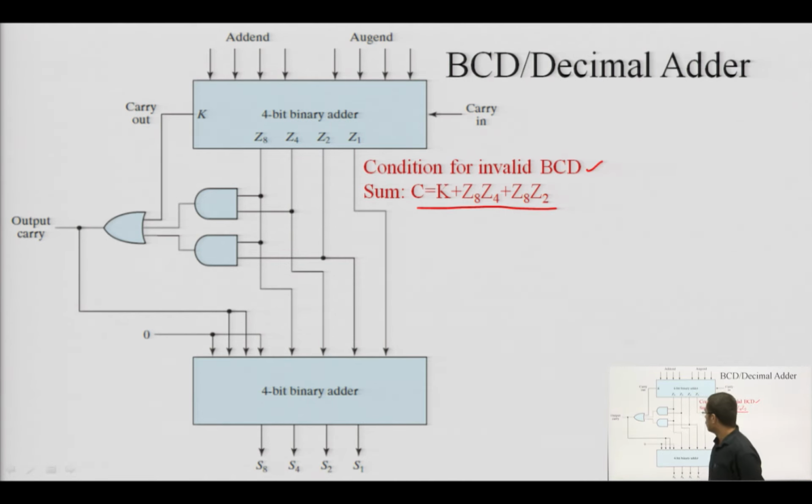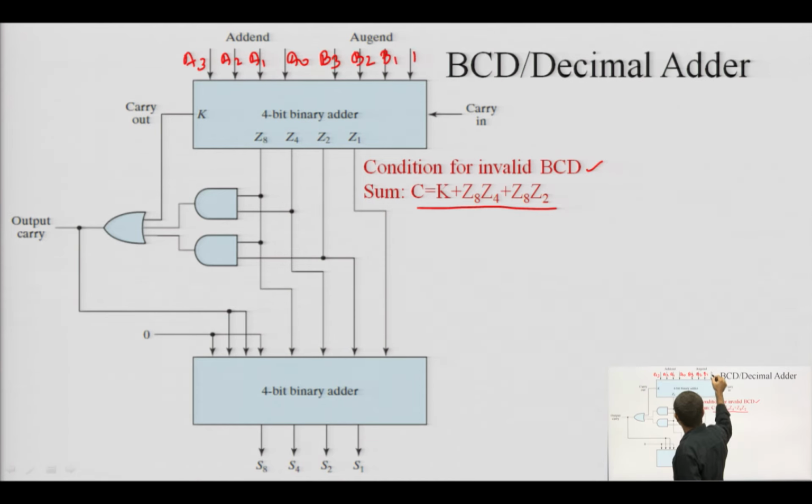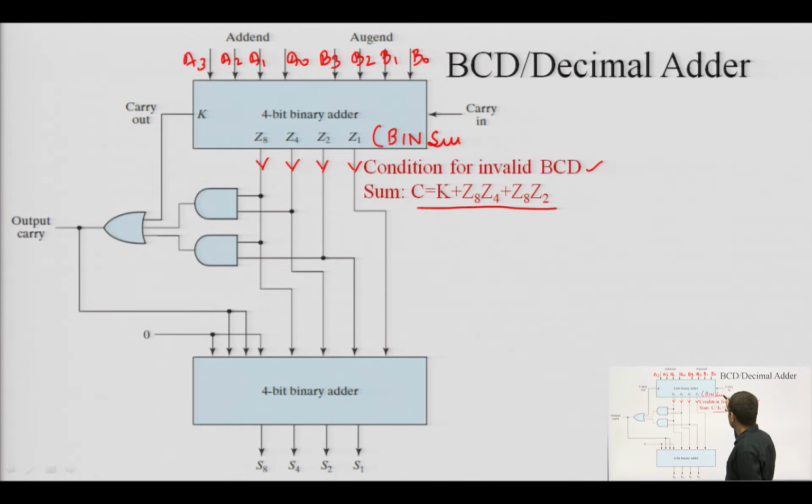Now, how is this circuit performing the BCD addition and the correction, that means the addition of 6? It is very simple. Let us suppose this is A3, A2, A1 and A0, and this is B3, B2, B1 and B0. This is my 4-bit binary adder. It produces the binary sum as Z8, Z4, Z2 and Z1, and this is my binary sum, which I am not sure is valid or not.